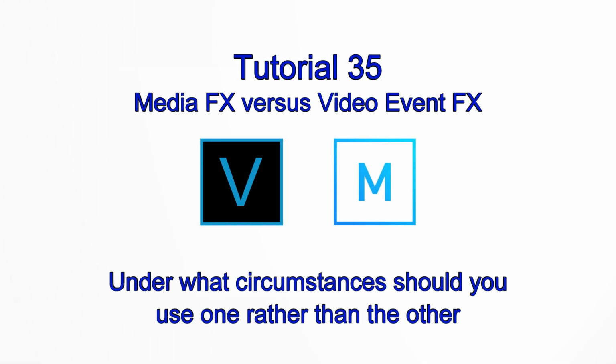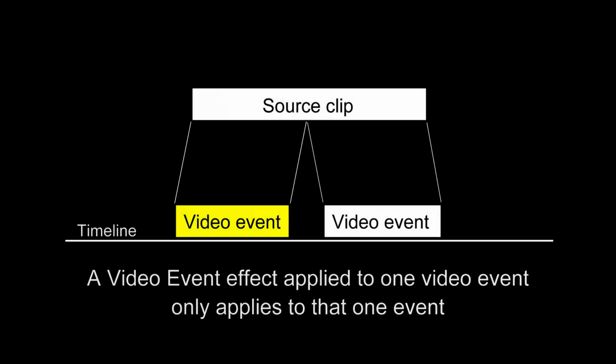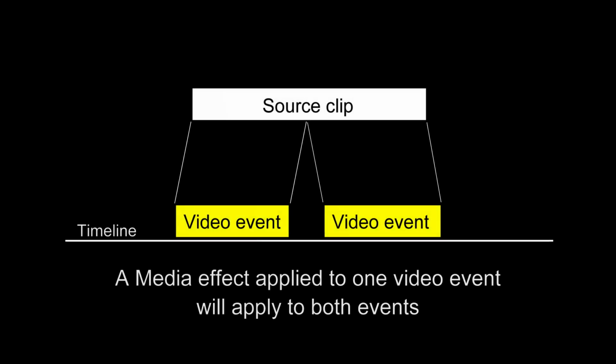Now, why does it matter? Well, it matters because an effect applied to an event needs to know whether it's to be applied to the whole clip or just the event that it's being applied to. If a media event is divided into two or more events, any video effect applied to one of the events only affects that one event. Any media effect applied to one of the events affects all the events because they all belong to the same media event.